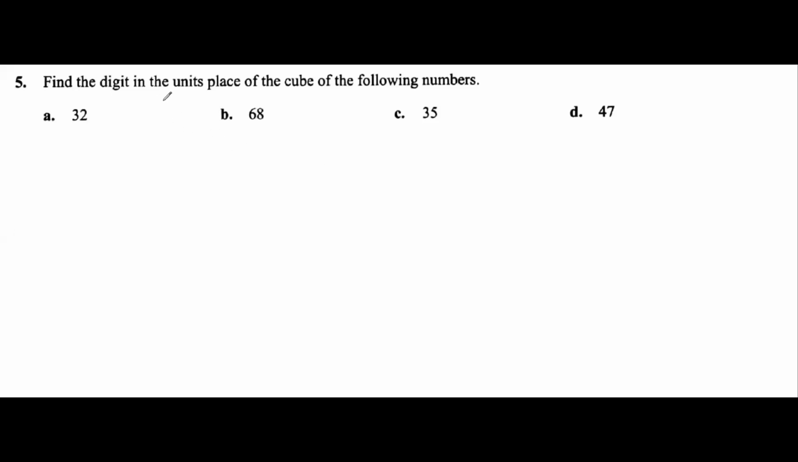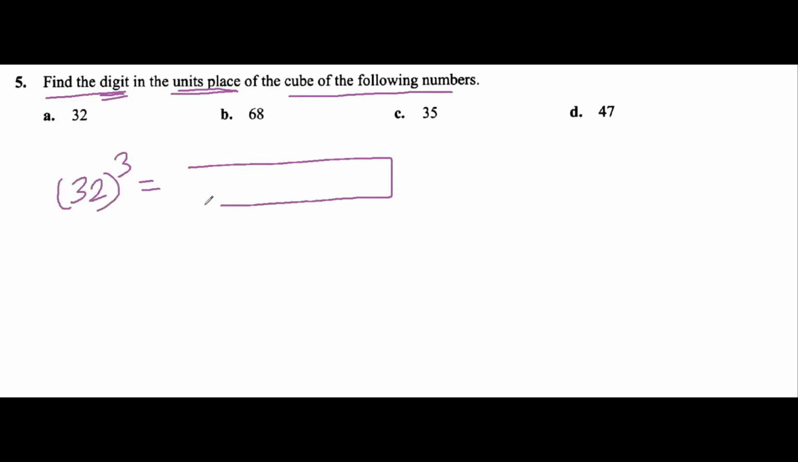Fine. So here it says find the digit in the unit place of the cube of the following number. What do I need to find? I have to find the digit which is there in the unit place of the cube of the following number. Means I need to find 32 cube. Whatever answer I get, that answer's unit place will be my answer. So I know if this is 2, this has to be 8. So my answer is 8.